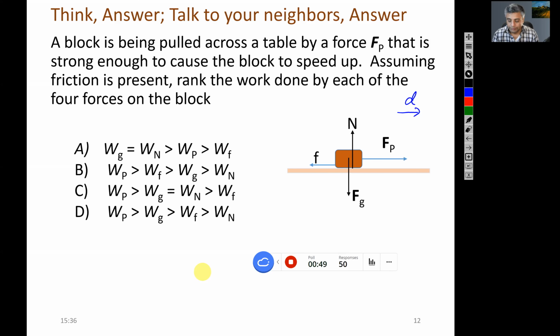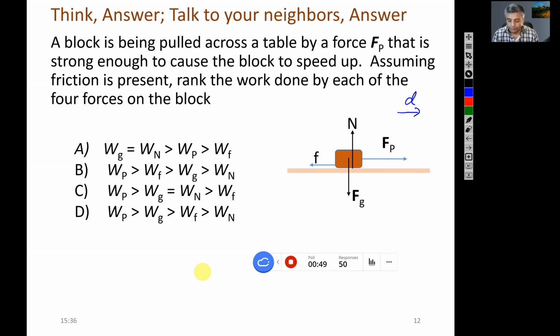So what happened? Did I choose the wrong answer in one of those? You got it right. Okay, so it looks like it's fine. Okay, folks, I hope I covered many scenarios of work done by different forces. Keep this in mind and do the worksheet.